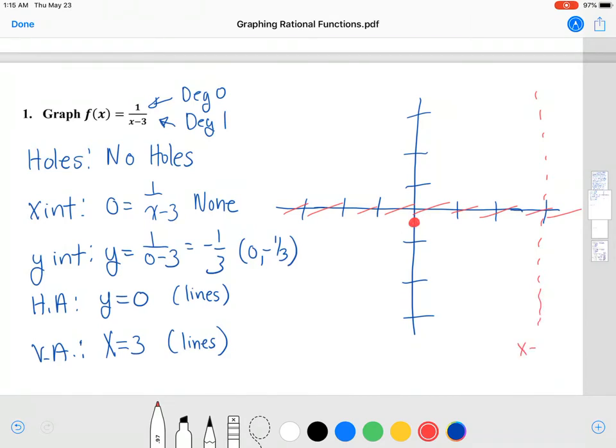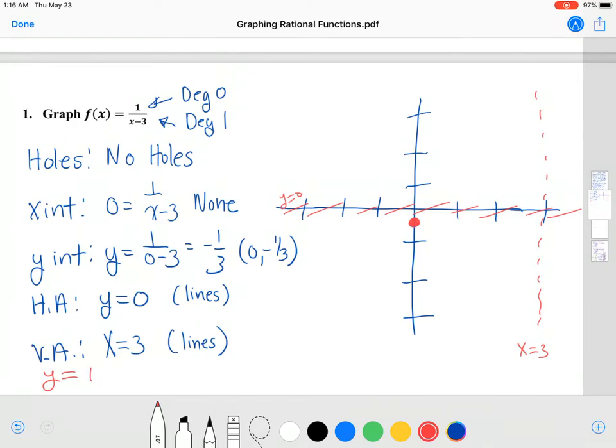So here's my vertical asymptote. Here's my horizontal asymptote. Now, in order to see where the function is going up and down by my vertical asymptote here, we're going to graph this on your calculator. And when you put this in your y equals, make sure you put parentheses around the denominator.